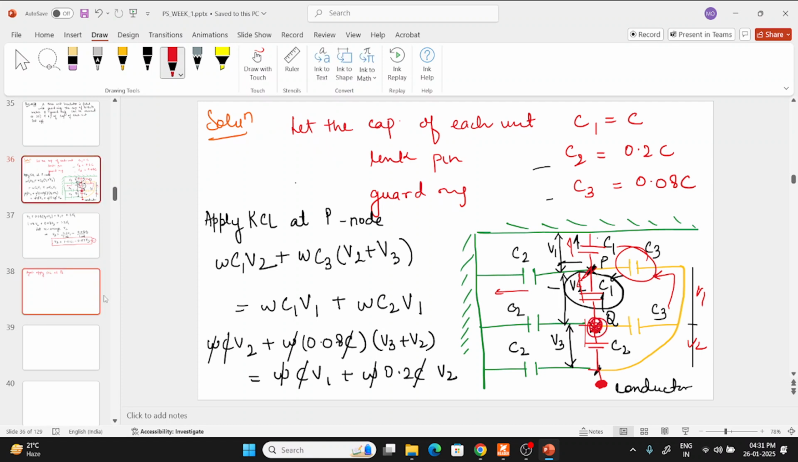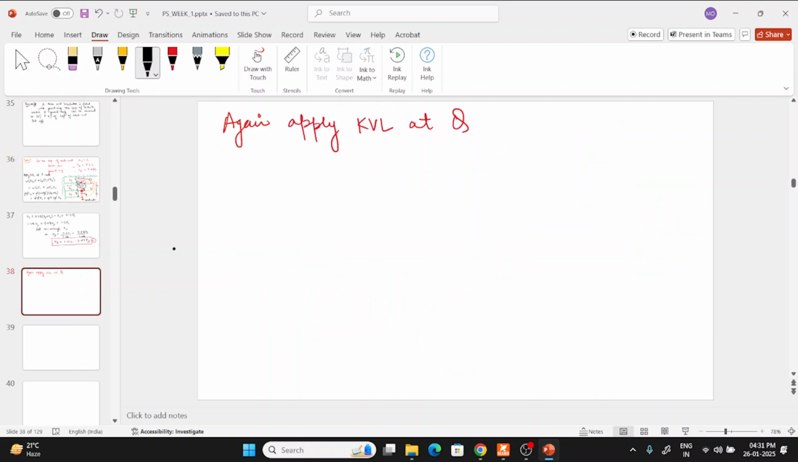Same here. If we apply the KVL here, so incoming current, what will it be? Omega C1 V3. Okay, actually this is C1. These are all C1. So omega C1 V3. So we will write omega C1 V3.